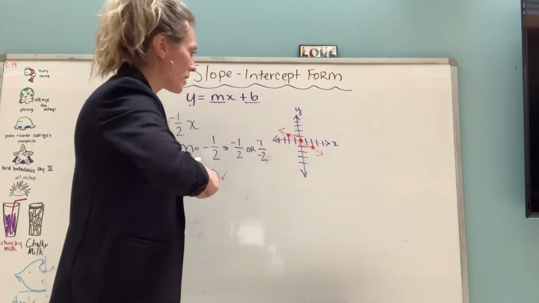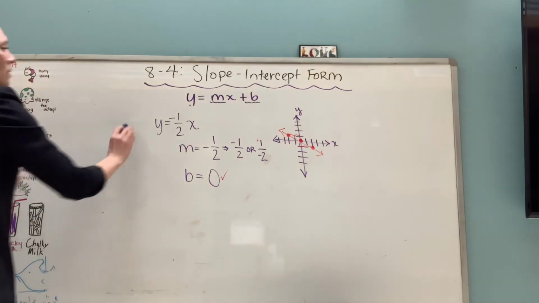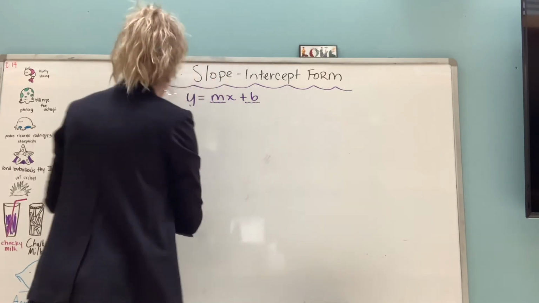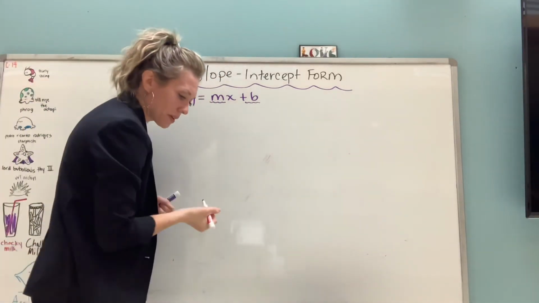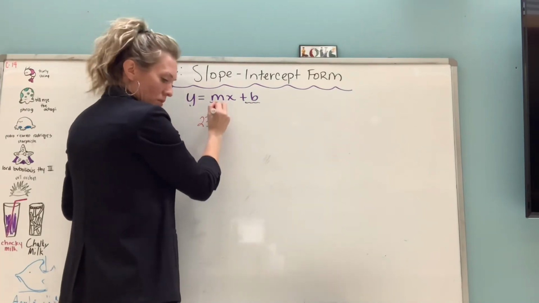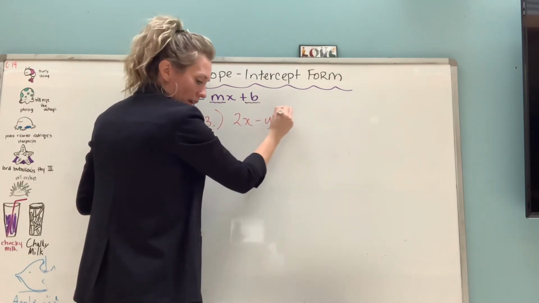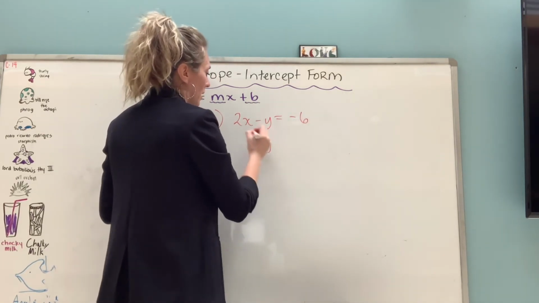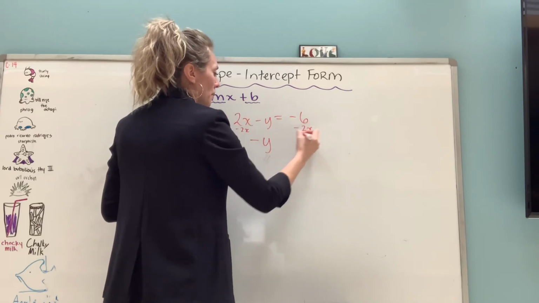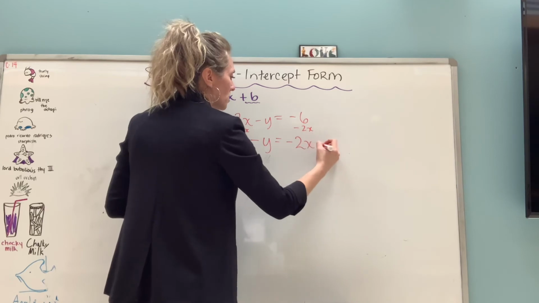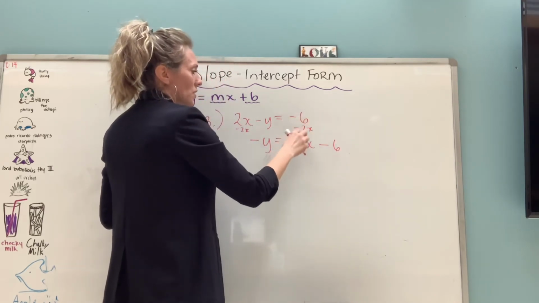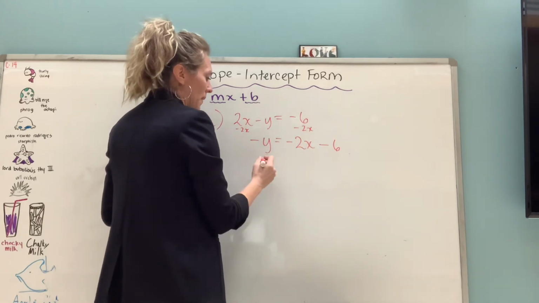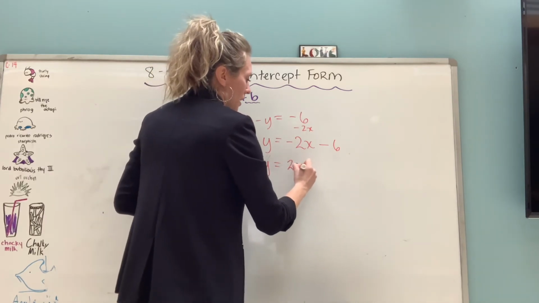If you look at number 23 on the back, it actually isn't too bad. 23 is pretty easy. 23 says 2x minus y equals -6. So we're going to move this over here. So I have -y equals, and I'm going to put the x term first. See how this negative 6 minus 2x turns into this. Now I have this negative sign, so everything over here is going to become the opposite. Y equals 2x plus 6.